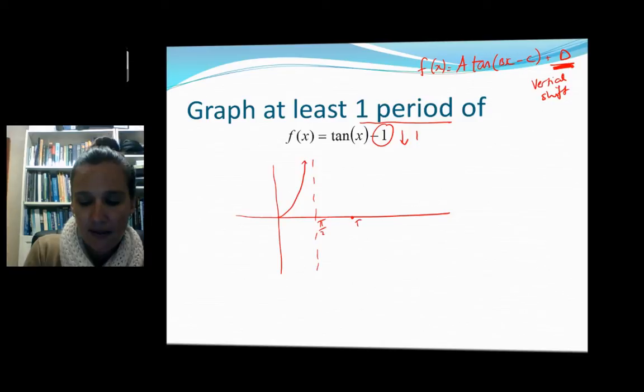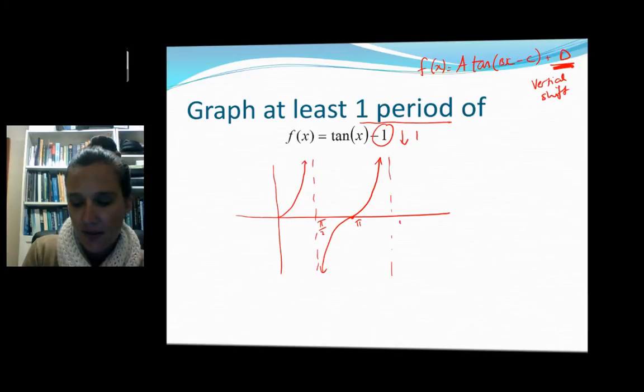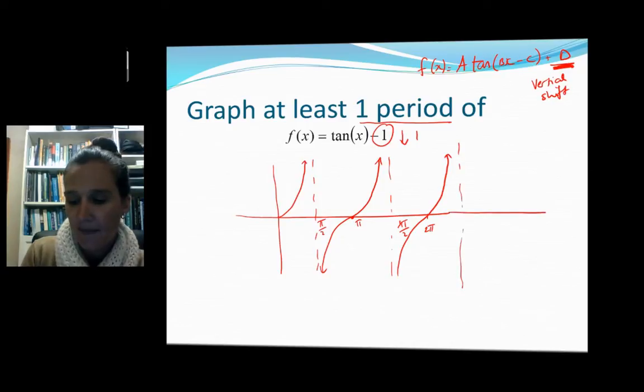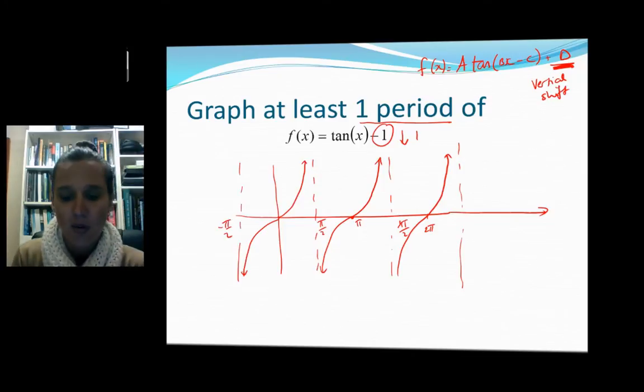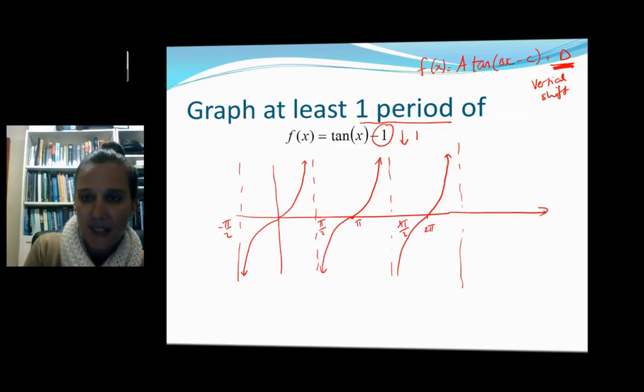Here at pi is where we're cutting through our x-axis again, and here at 3 pi on 2, we have another asymptote. Then here, again at 2 pi, we cut through our x-axis, and so on. So we're going here, we go through here, another asymptote at negative pi on 2, and so on. So we only really need to look at one of these.